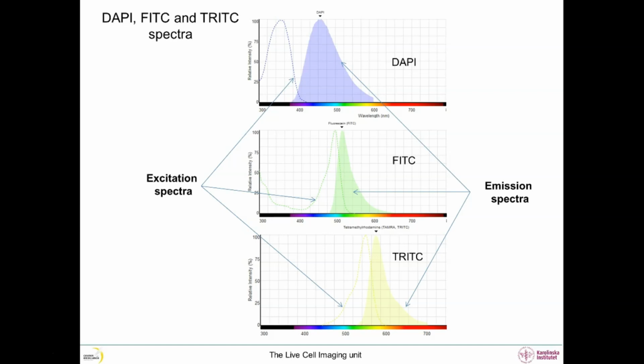Therefore, the light used to excite blue fluorophores is in the near UV. The light that excites a green fluorophore is blue, and the light that excites a red fluorophore is green. So similarly, to excite far-red fluorophores, we use red light.